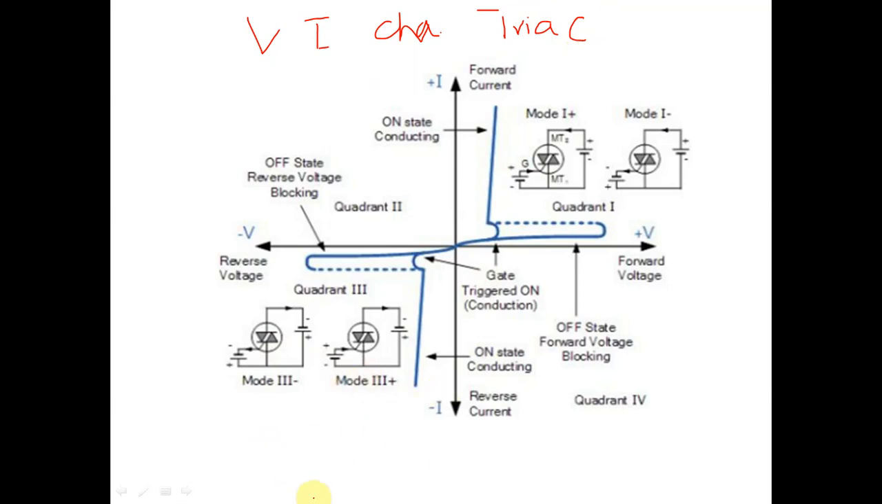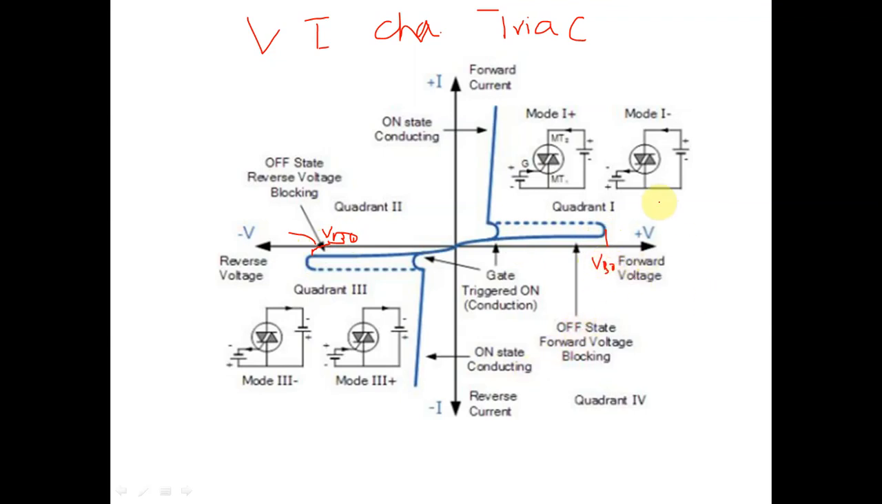This one is the reverse voltage. This one is the forward voltage. Reverse voltage, forward current, reverse current. This is the minus VBO. This is the VBO point. This is also a VBO point.